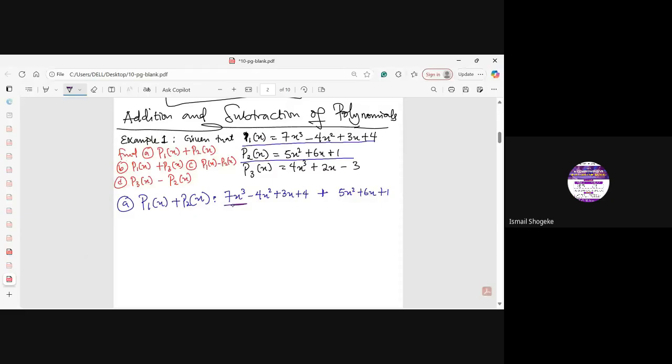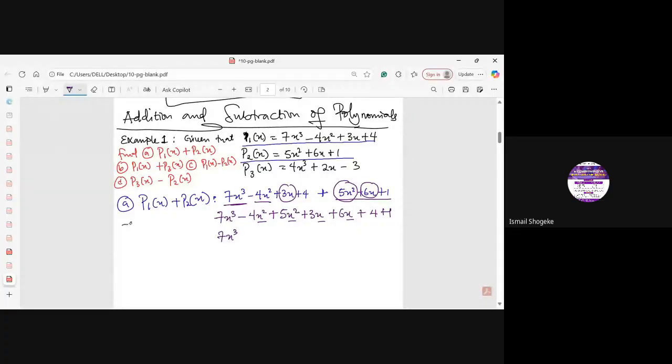So 7x cube. Then we'll go to the next one, square. Minus 4x squared. 5x squared. Then we go to the next one, 3x. Does it have a term like itself? Yes, 6x. We are particular about the letters, x squared. Then later on, the 4 and 1, we put them beside each other. Then we now perform the operation in front of them. 7x cubed, I'll drop it. Minus 4x squared plus 5x squared.